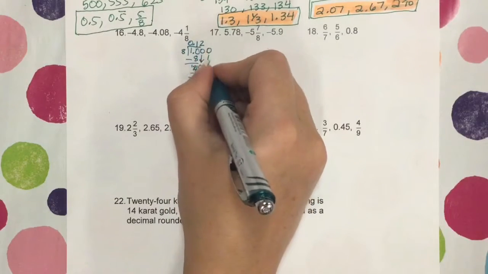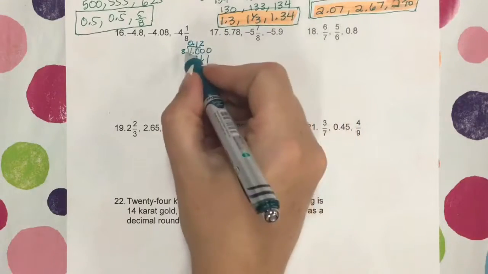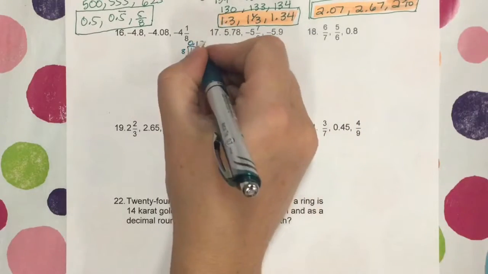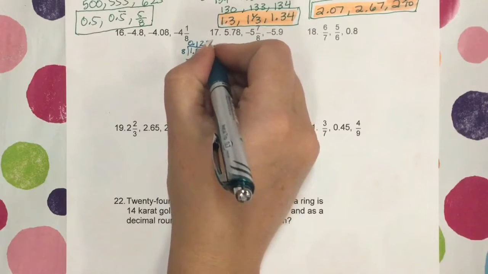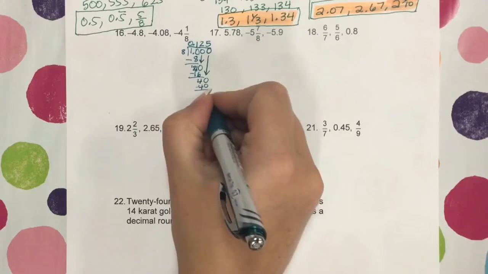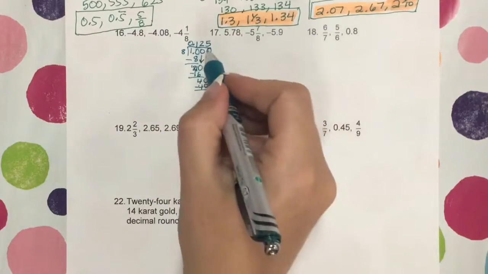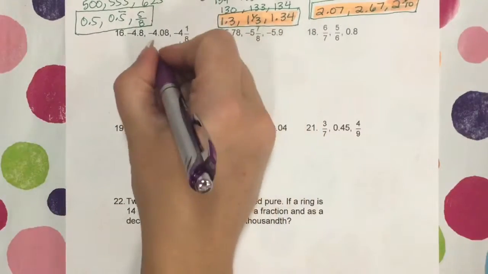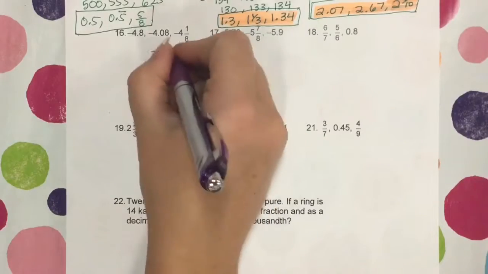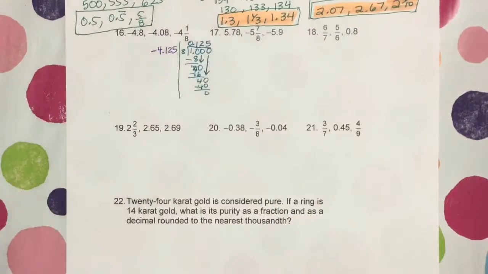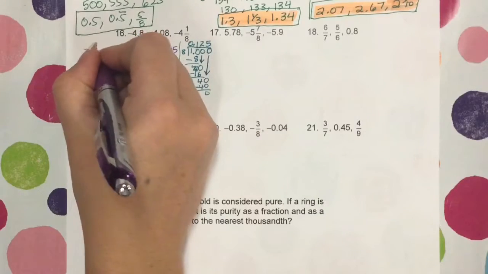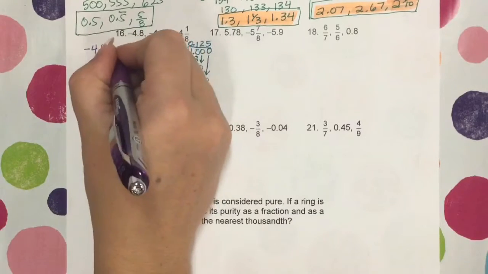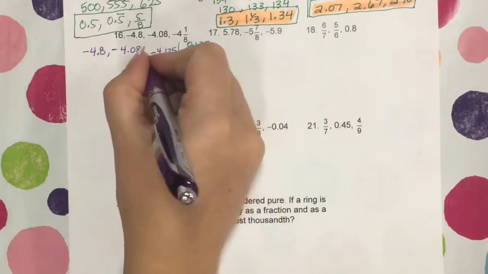We still have a remainder, so we have to drop down another 0. And now we have, does 8 go into 40? Yes, it does. How many times? It goes in 5 times, and 5 times 8 is 40. And now we have no remainder. So that's what we have. This is going to be negative 4.125, okay? So we have negative 4.8, we have negative 4.08, and negative 4.125.